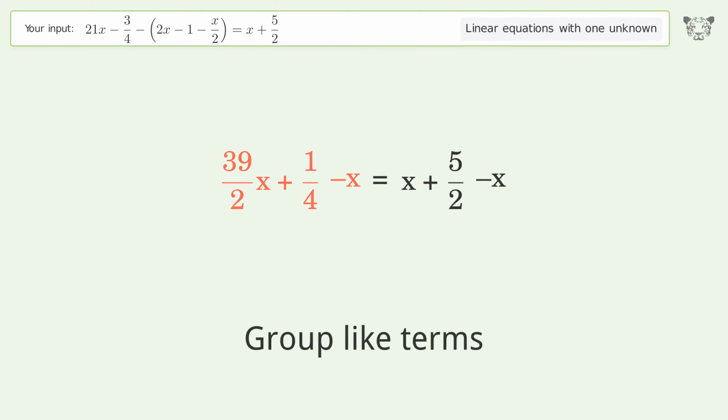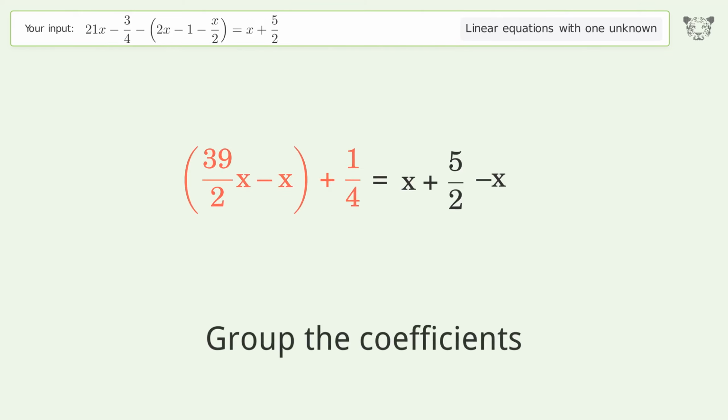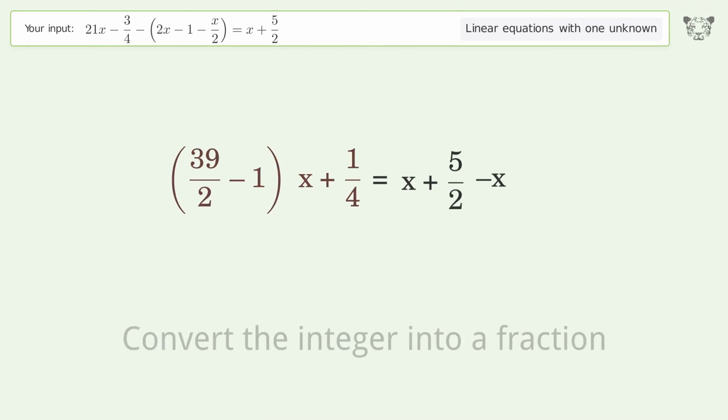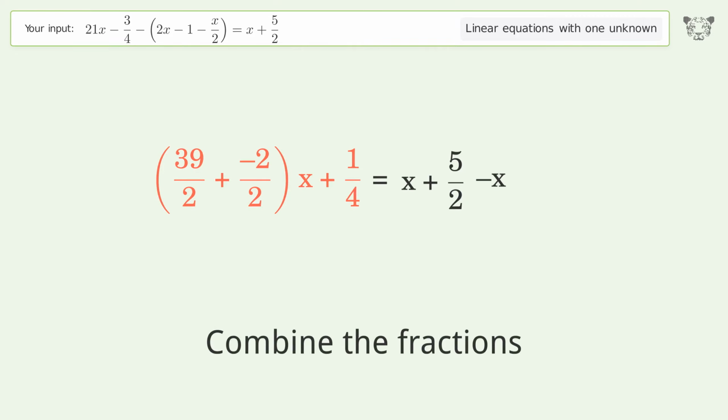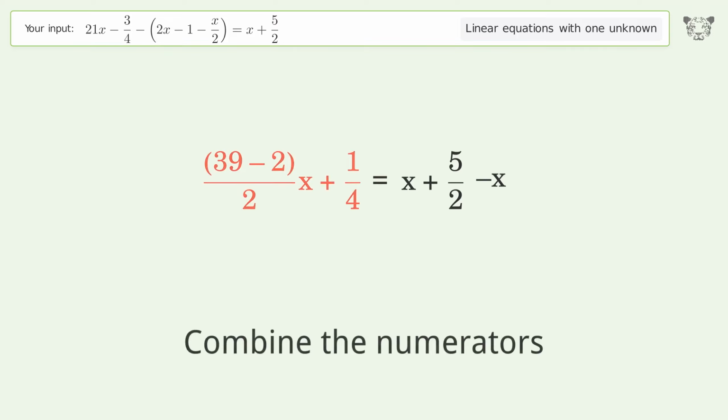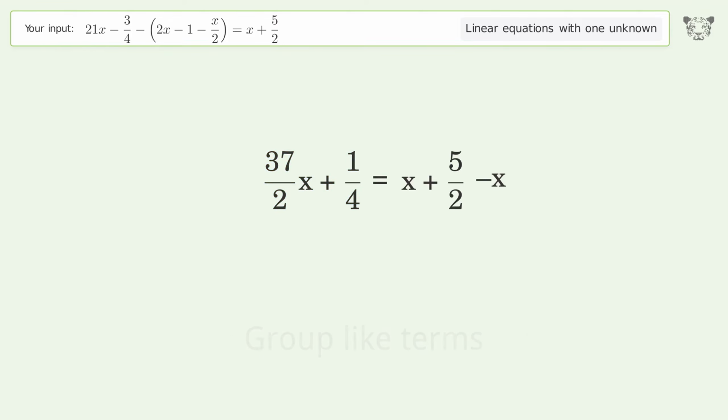Group like terms. Group the coefficients. Convert the integer into a fraction. Combine the fractions. Combine the numerators. Group like terms.